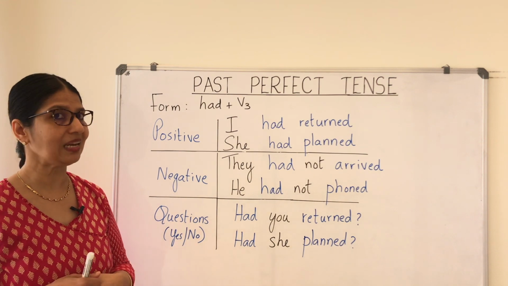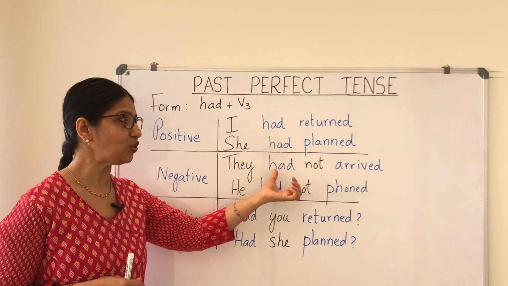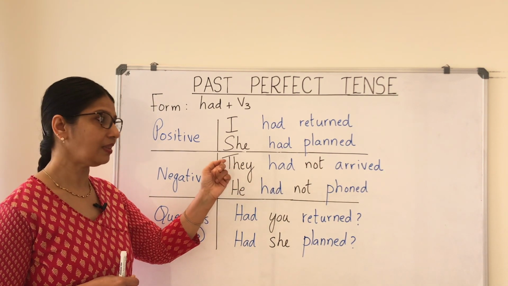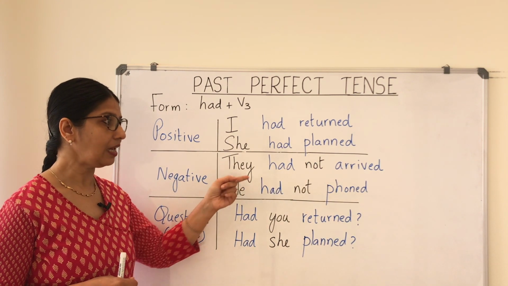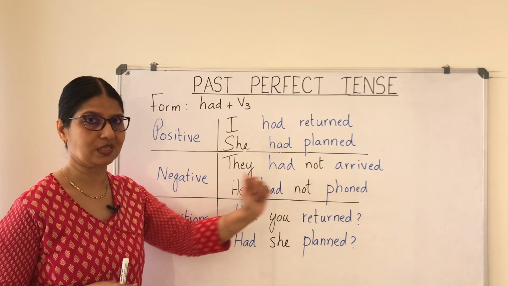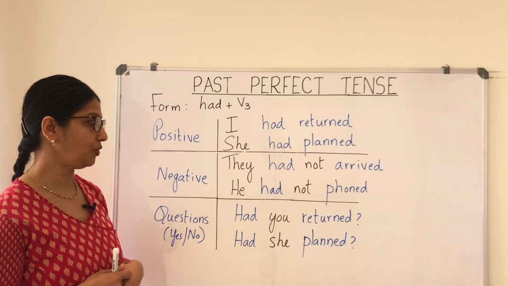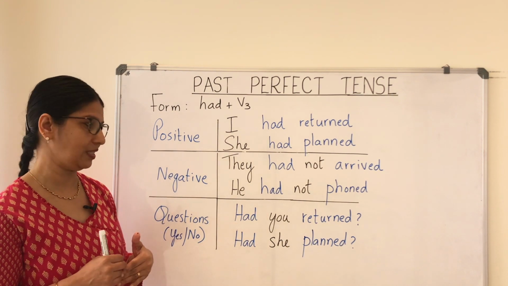Now, how to form the negatives? We just add the word not in between had and the past participle. So here you have, they had not arrived. He had not phoned. Now, in order to make the yes or no question, you know that you just have to change or reverse the order of the words.